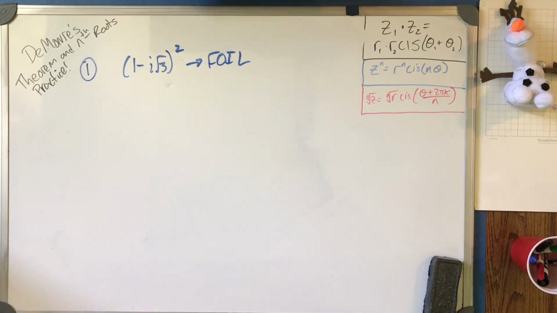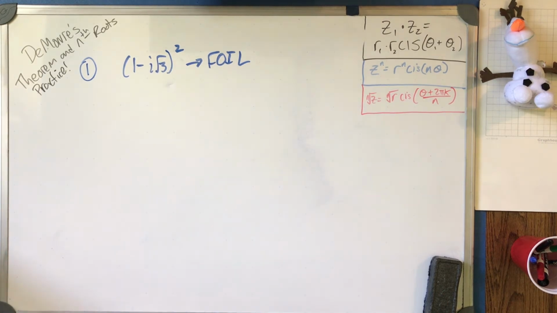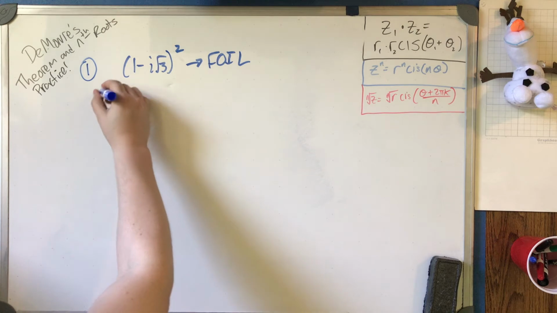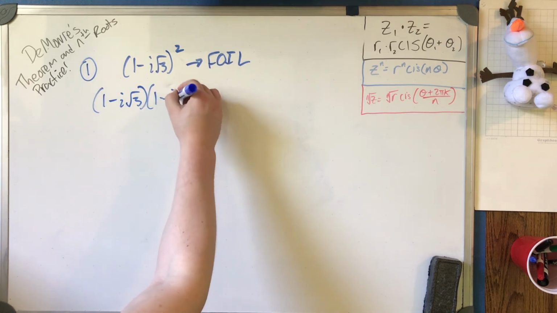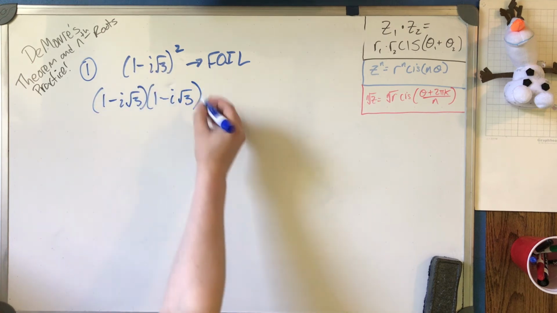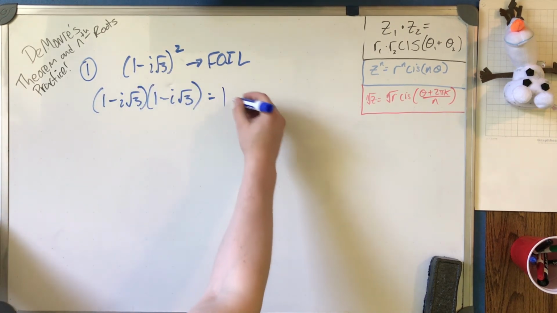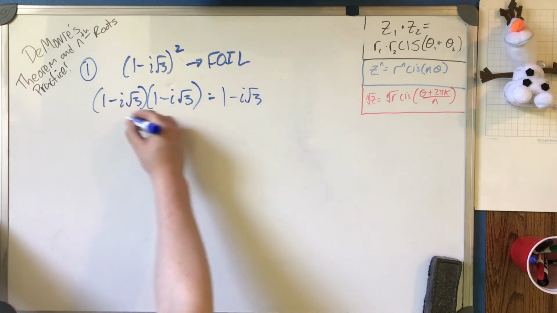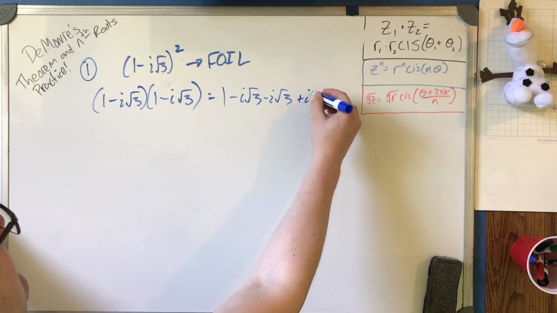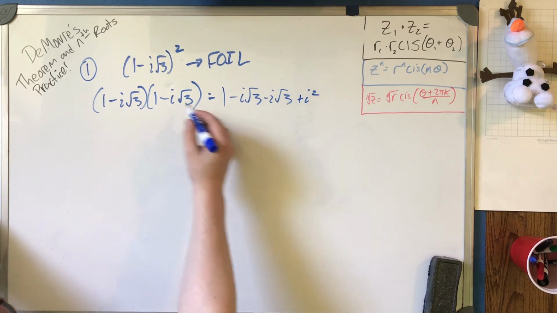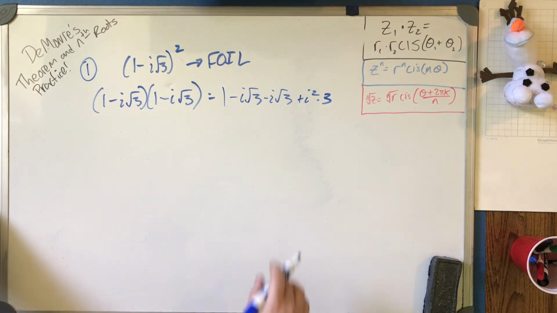So for practice 1, they want us to take (1 minus i root 3) squared and use the foiling method, so that's the old school way. So let's just write that out so that we can actually do the FOIL method. So I'm going to do 1 times 1, that's 1. I'm going to have minus i root 3, minus i root 3, and then I'm going to have plus i squared, square root of 3 times square root of 3, that's going to be 3. So I probably should have written that the other way around, but oh well.